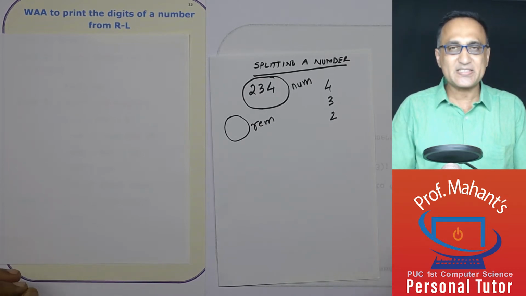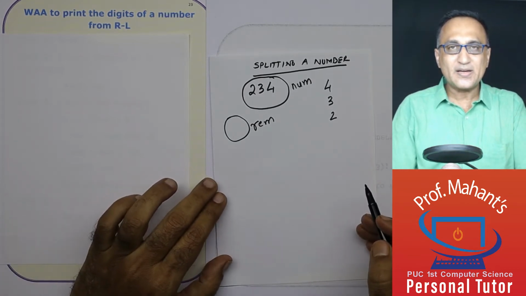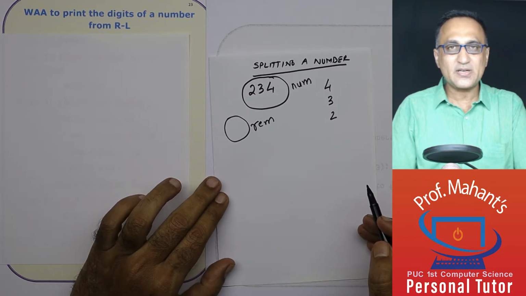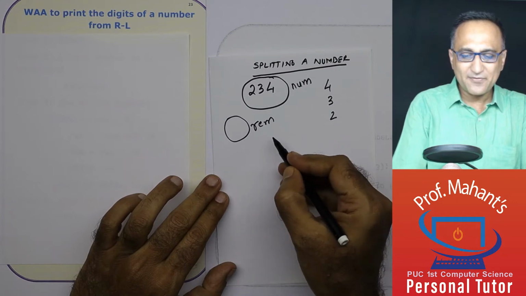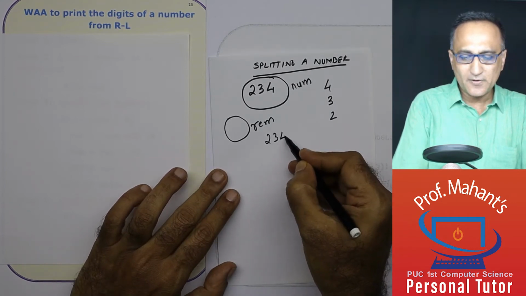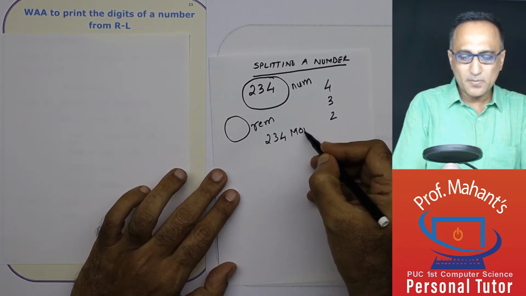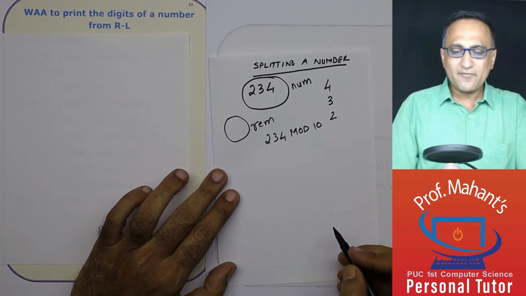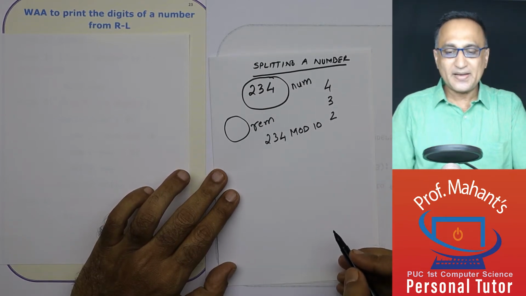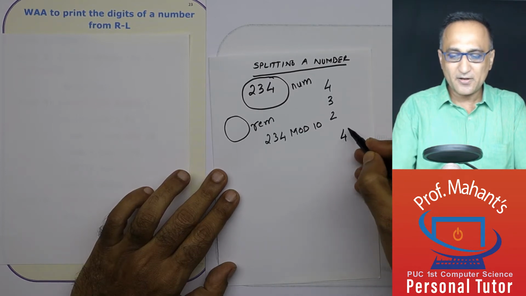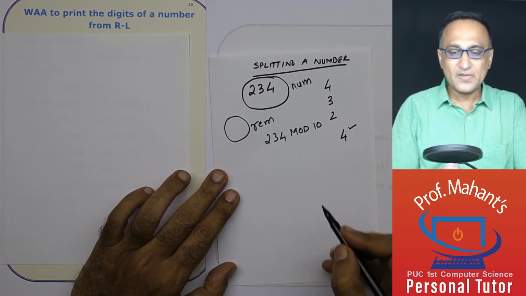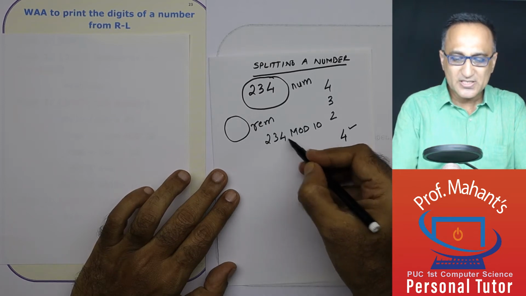It is really simple. 234 is a number which belongs to the decimal or base 10 system. So if I take the number 234 and do a mod by 10, if I divide 234 by 10, what is the remainder? The remainder is 4. So I get the remainder 4, and I can print it out. Now somehow I should lose this 4.